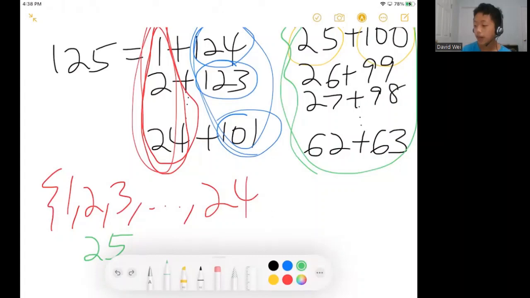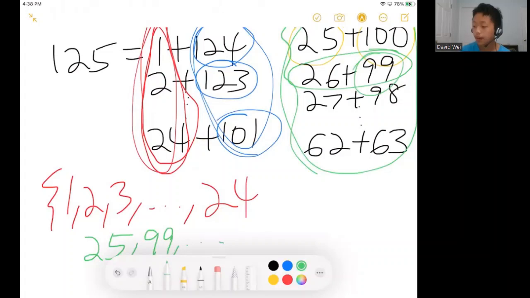And similarly, if you have 26 and 99, you can only put exactly one of those numbers in the set. You can't put both, because if you put 26 and 99, then those two would sum to 125, which is bad. So with the pair 26 and 99, you can put only one number into the set. So suppose you put 99. If we put 99 into the set, that means we cannot put 26 into the set. And we can continue this pattern.